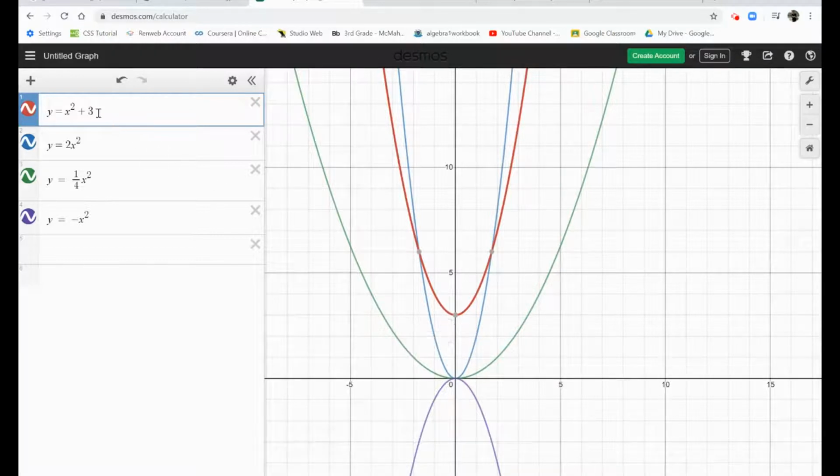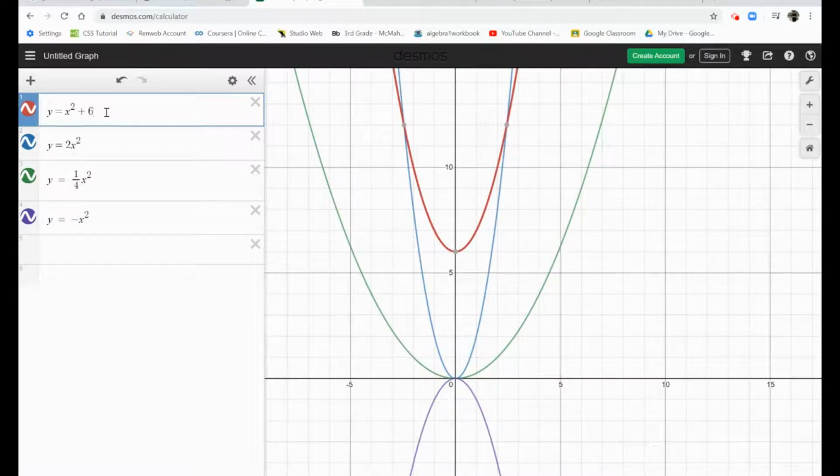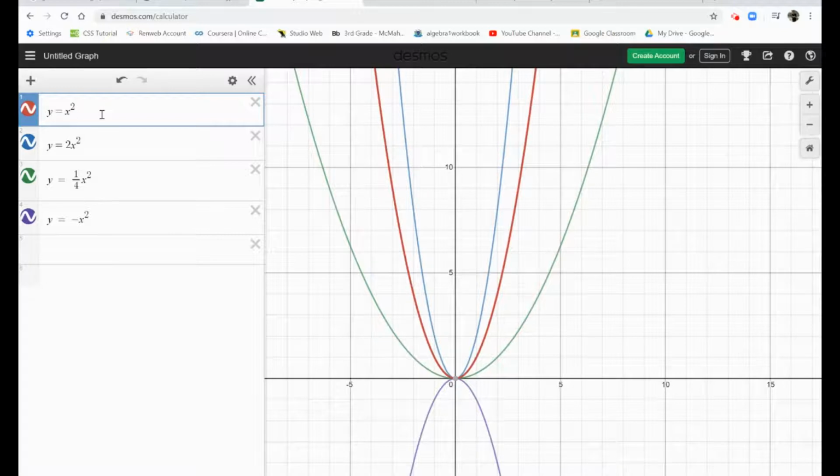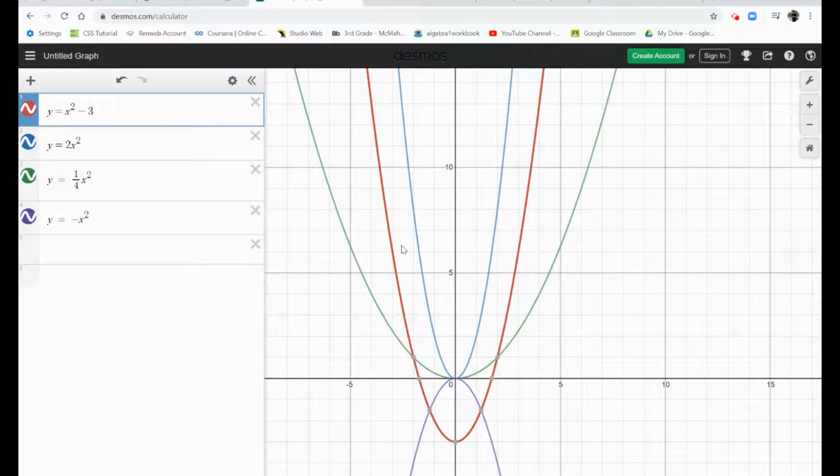Now, what if I made it plus 6? y equals x squared plus 6. Now the vertex is at 0, 6. So as I increase the numbers up here, the graph is moving up. What if I did a negative? What if I did x squared minus 3? Now the graph is shifted downwards. Instead of a vertex at 0, 0, it's now at 0, minus 3.